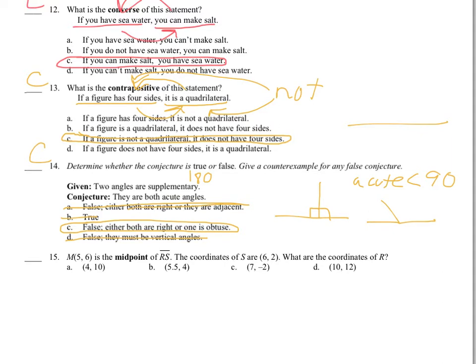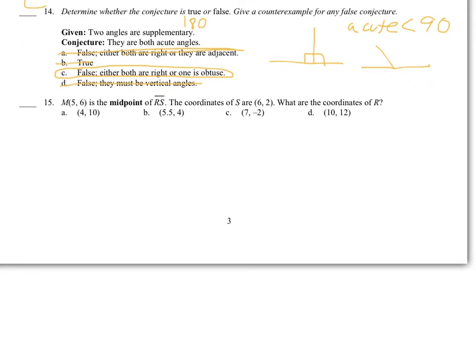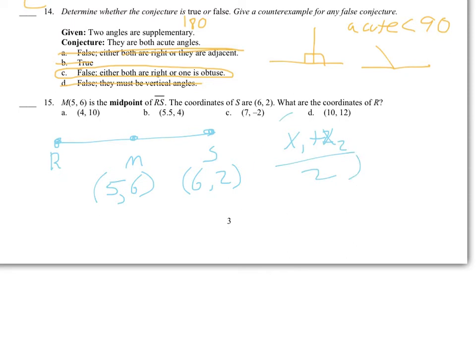Okay, looking at number 15, let's go ahead and solve this. You'll notice it says M is the midpoint of RS. So let's just draw a picture of it. RS, M is the midpoint. The coordinates of S are 6, 2. They give us the coordinates of M, which is 5, 6. So what we've got is the midpoint formula. If you remember that, you take x1 plus x2 divided by 2 and y1 plus y2 divided by 2. Those will give you your coordinates.